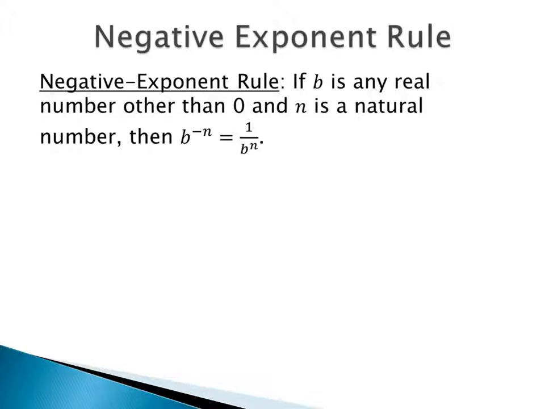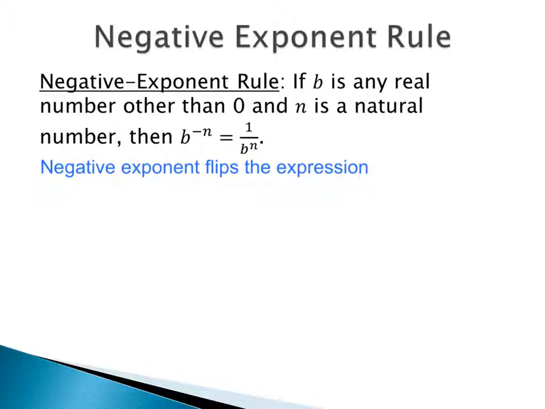Next, we have our negative exponent rule. If b is any real number other than 0 and n is a natural number, then b to the negative n is equal to 1 over b to the n. Essentially, if we have a negative exponent, it's going to flip over. We're going to take the reciprocal, and then that exponent becomes positive. Okay, so a negative exponent, if we already have a whole number part, it's going to turn into a fraction. A fraction turns back into a whole number piece. But again, we want to understand why this is.